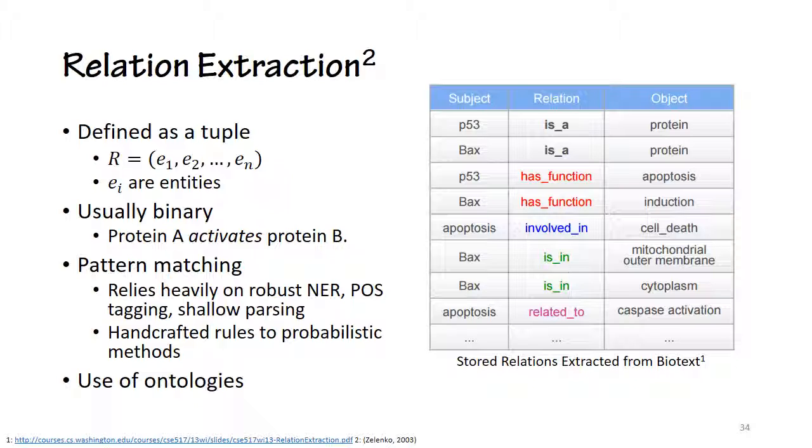Now, relation extraction. This is defined as a tuple. It tends to be binary, meaning one and one that then have a relationship. So protein A activated by protein B, but there are a lot of matches. So say you were looking for a certain word pair, like you're looking for "is A." You would have two entities, "is" and "A," that need to be found. And then they're put into a table like this. Now sometimes it'll rely on ontology.